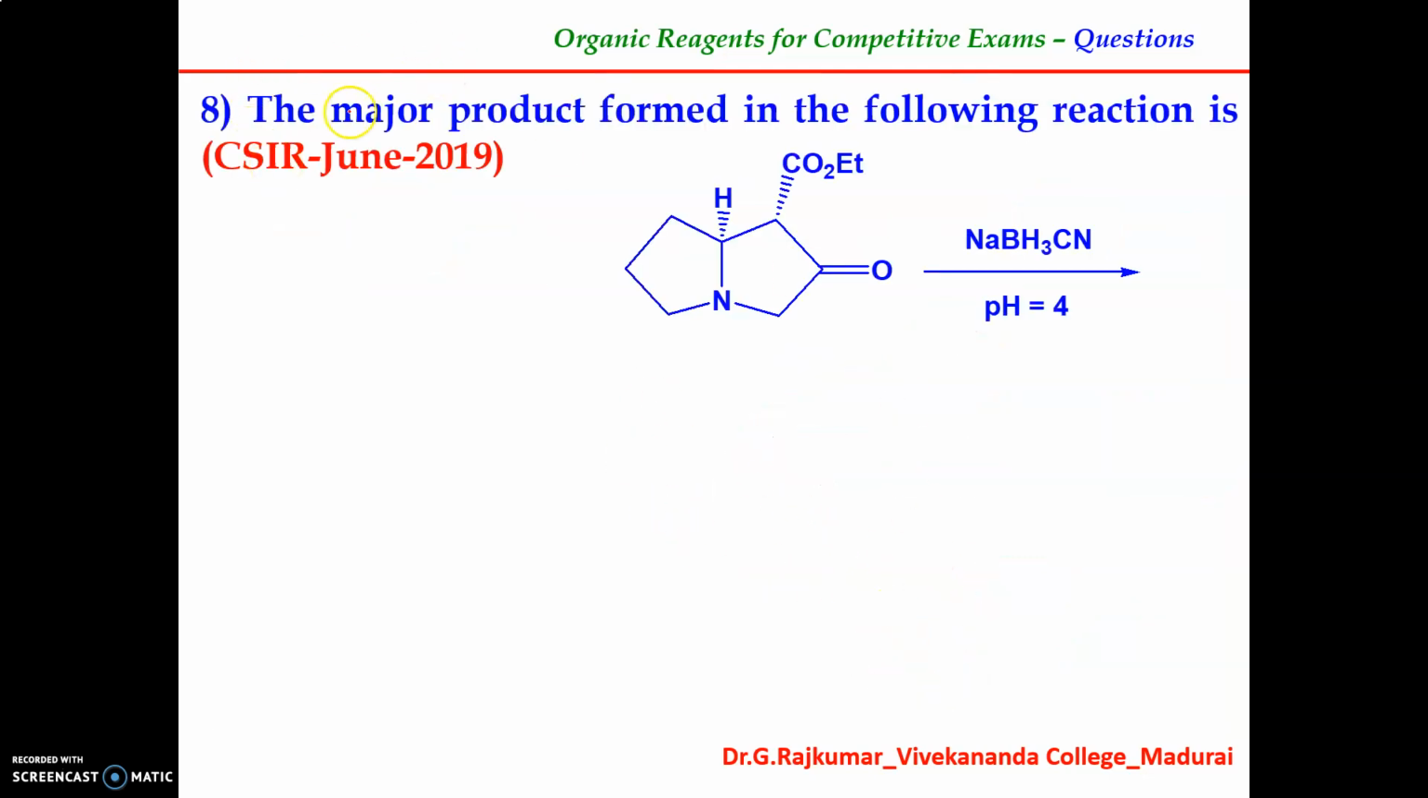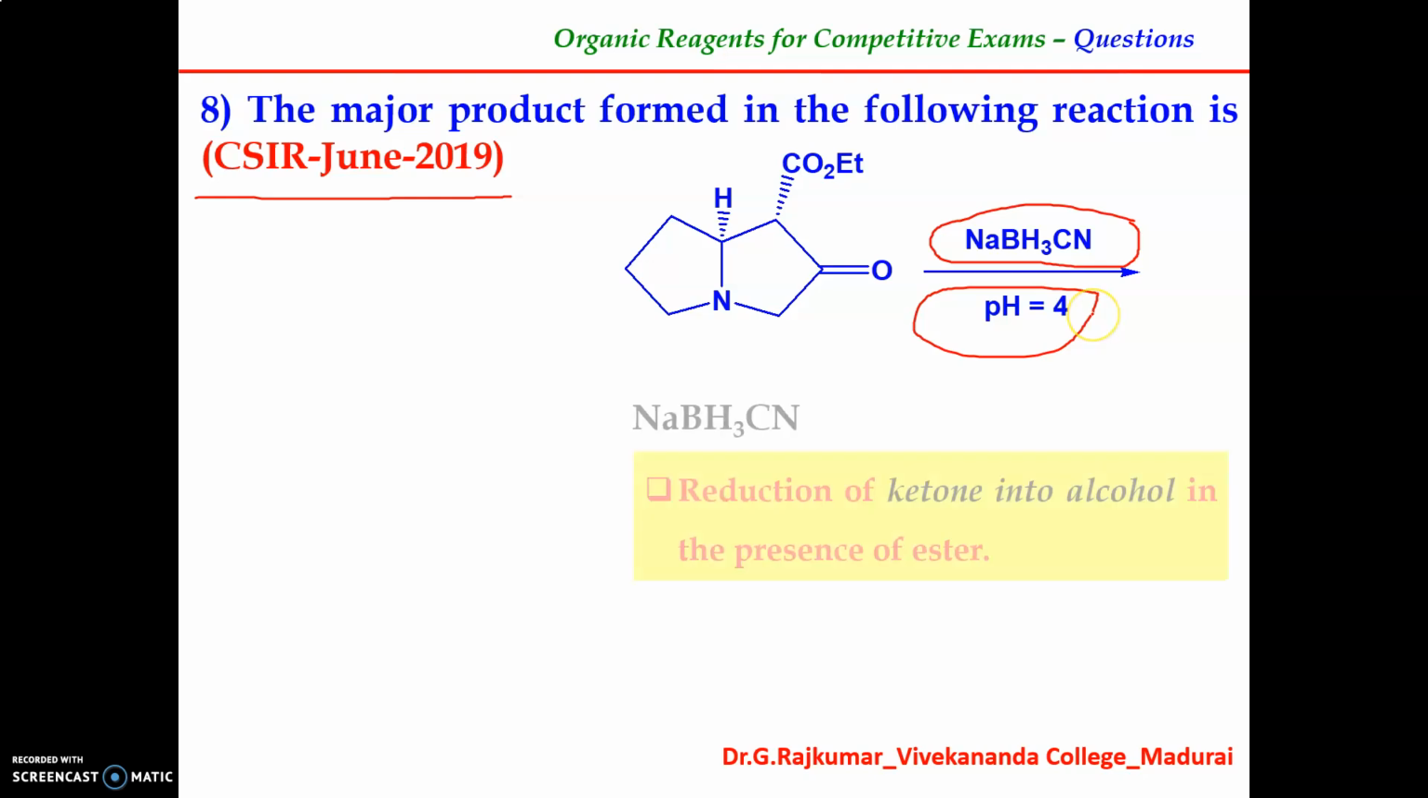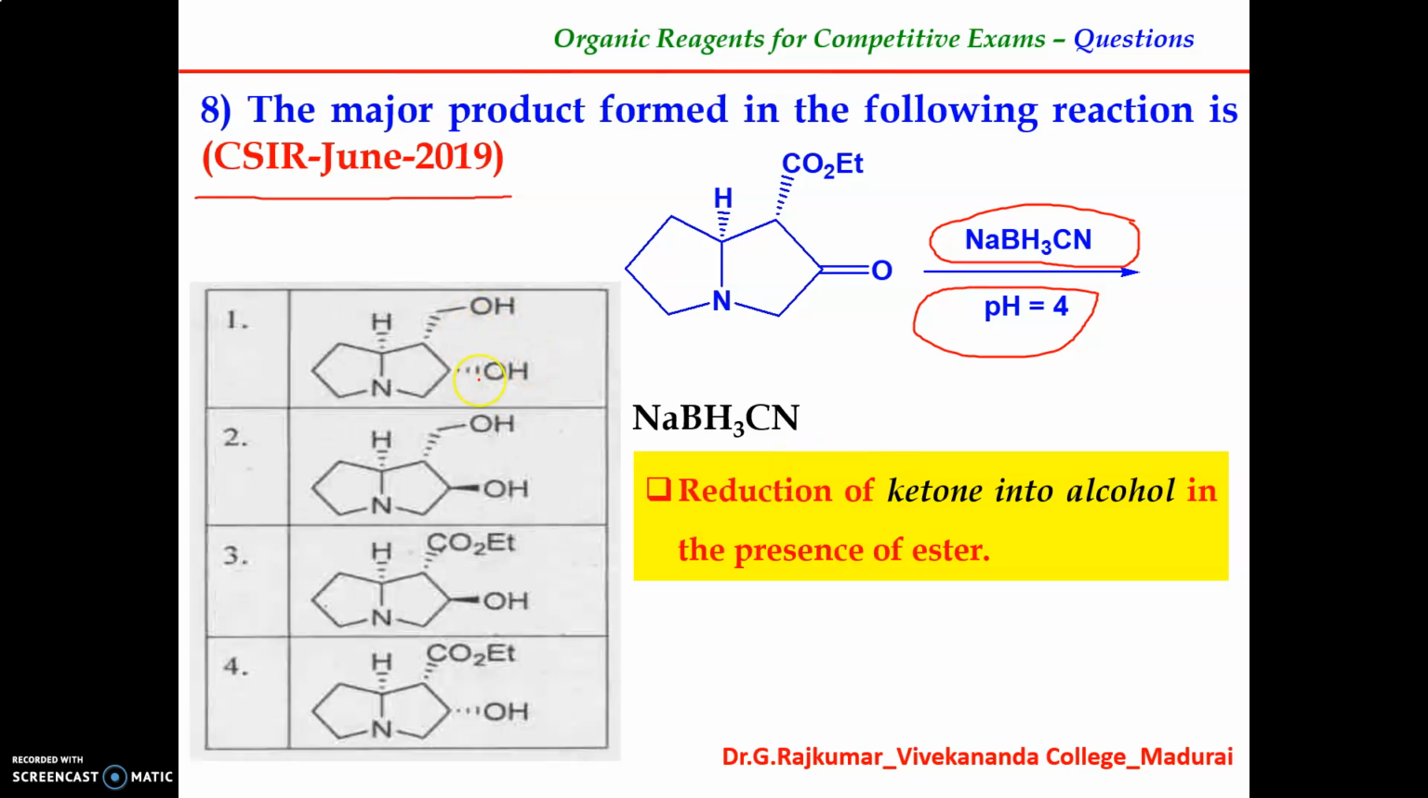And the next question. The major product formed in the following reaction sequence. This question was asked in CSIR June 2019. Look at this: this is sodium cyanoborohydride. This is a reducing reagent, and they have given a pH of 4, acidic medium. We know the role of sodium cyanoborohydride is the reduction of ketone into alcohol in the presence of ester. This is selective reduction. These are the options. You can check which is the correct one.